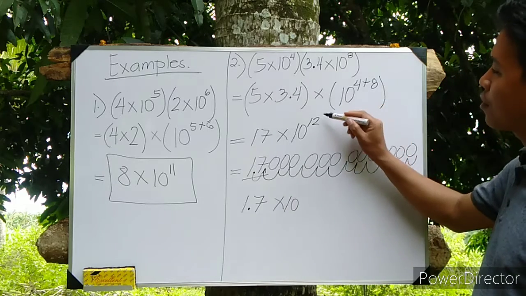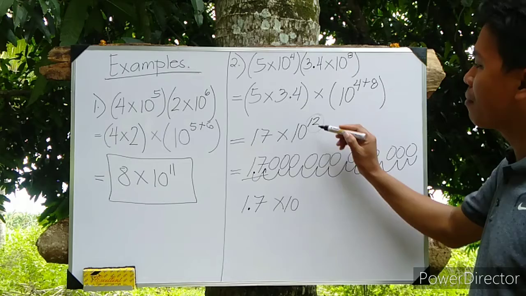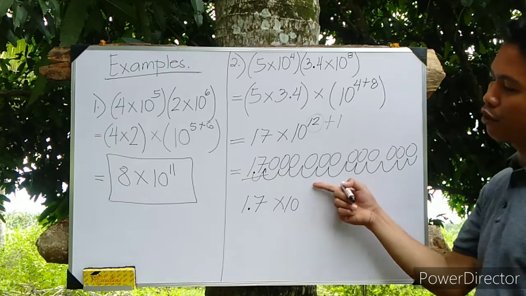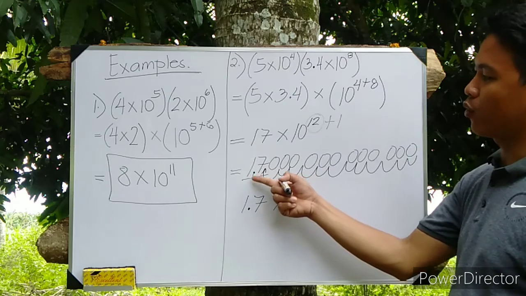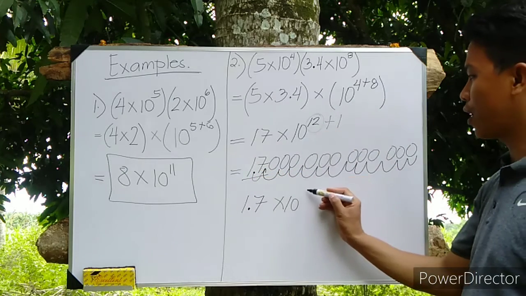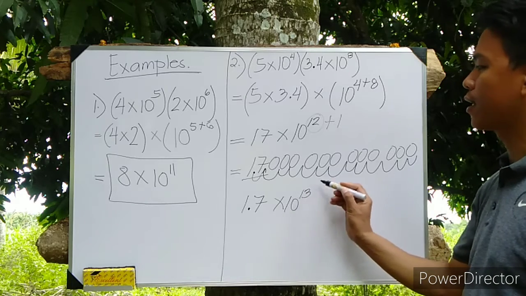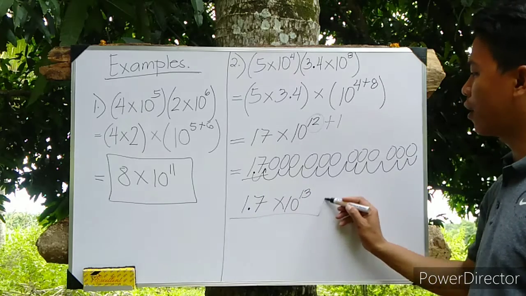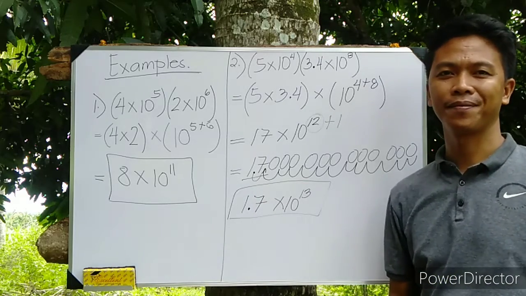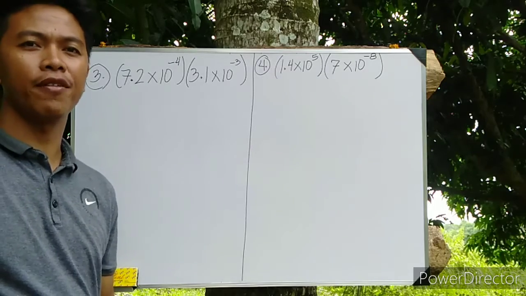And then yung 12 dito, yung 12 na movement, we will add 1 kasi nag-move tayo doon in between ng 1 and 7. So we have to add 1 in our movement. So we have now 13. So the answer is 1.7 times 10 to the power of 13. Okay, let's continue for our example 3.